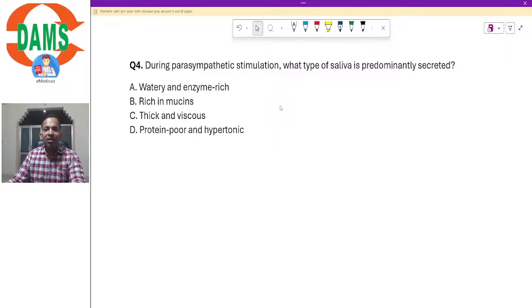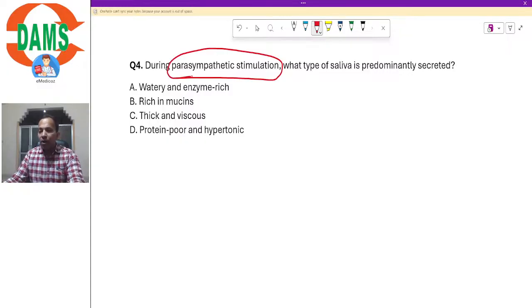During parasympathetic stimulation, what type of saliva is predominantly secreted? So it is parasympathetic stimulation, right? What type of saliva would be secreted? So when there is an increased salivary flow, what type of saliva would be secreted? Watery and enzyme rich, mucin rich, thick and viscous, protein poor and hypertonic. So what can we say here? Hypertonic saliva is never formed. Either it is isotonic or it can be hypotonic.